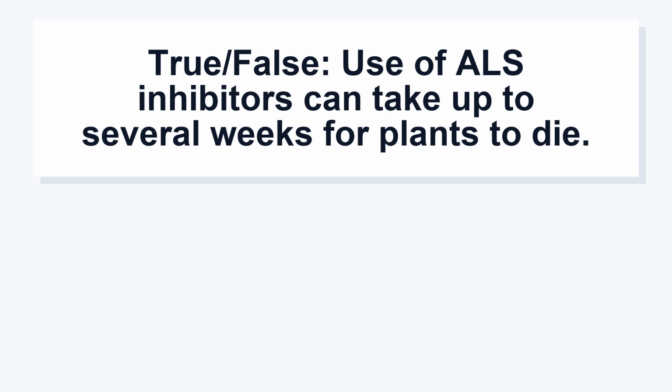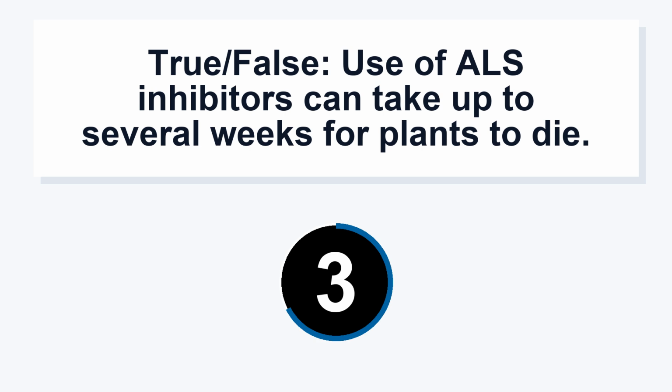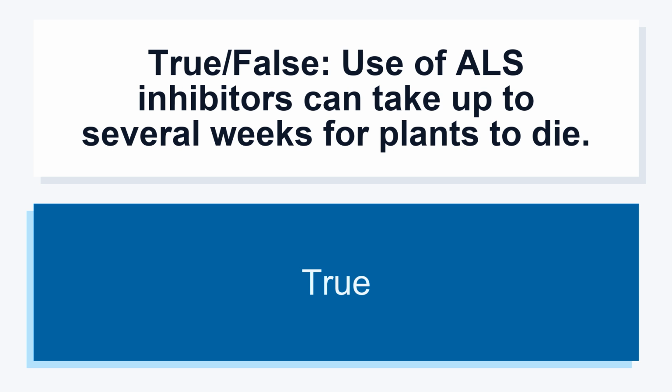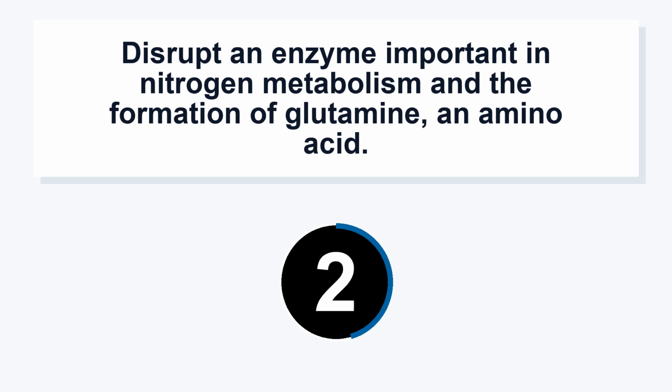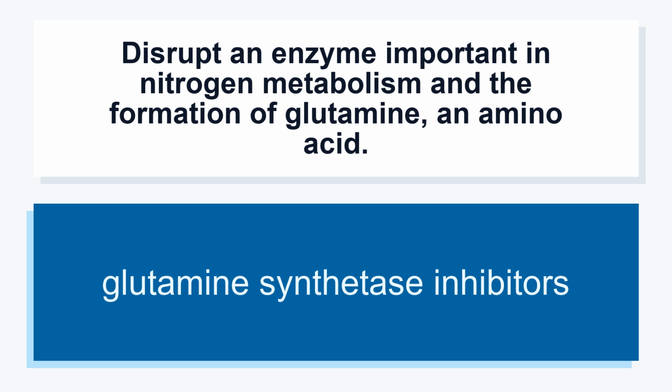True/false, use of ALS inhibitors can take up to several weeks for plants to die. True. These herbicides disrupt an enzyme important in nitrogen metabolism and the formation of glutamine, an amino acid. Glutamine synthetase inhibitors.